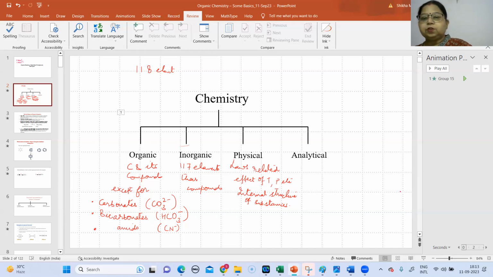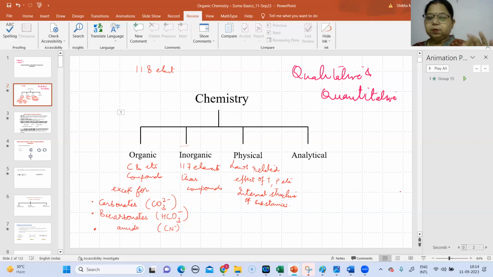Have you been taken to the laboratory in your school? Yes, ma'am. Okay. There, analytical chemistry can be of two types. One is called qualitative, and another is quantitative. What you have done in your laboratories, can you tell me the name of any one experiment? Have you done salt analysis? Yes, ma'am. And you must have done the titration. Yes, ma'am.